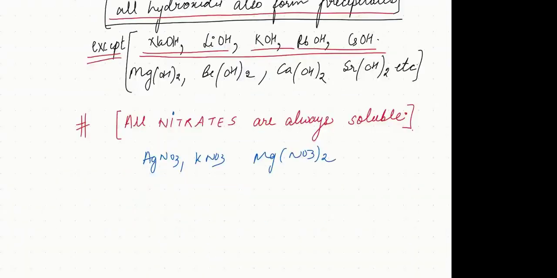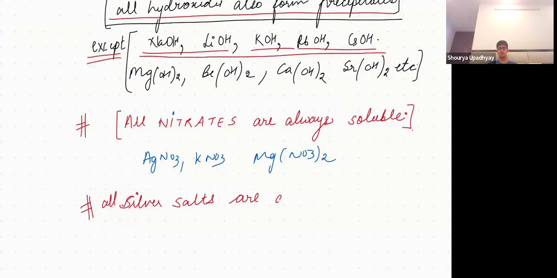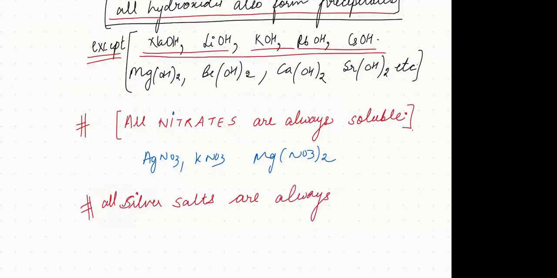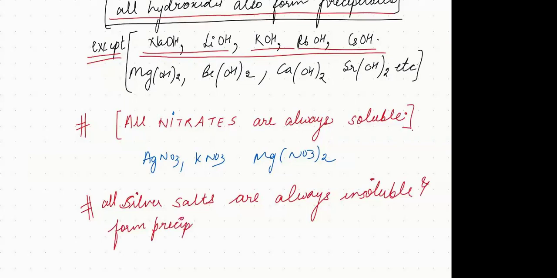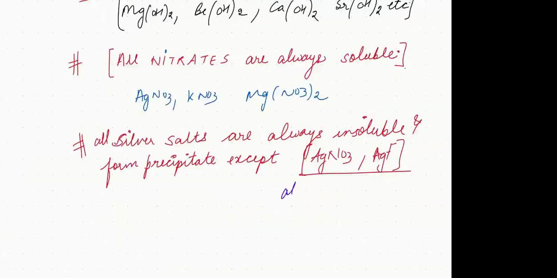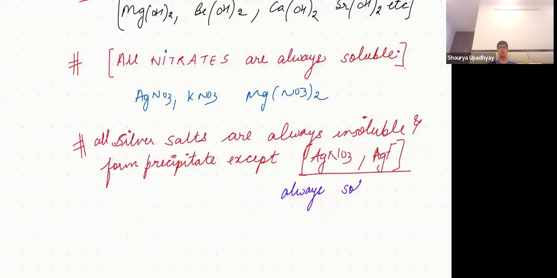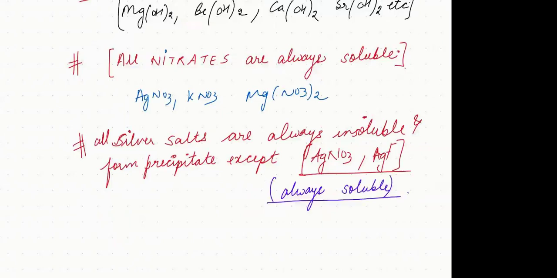Next is all salts of silver. All silver salts are always insoluble and form precipitate, except silver nitrate and silver fluoride. These two salts are always soluble. Did you understand my point?